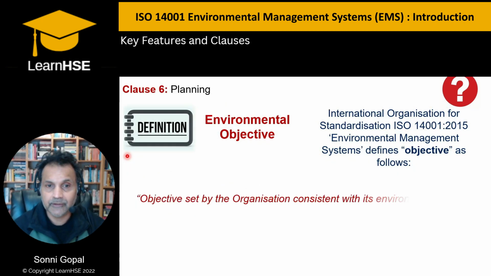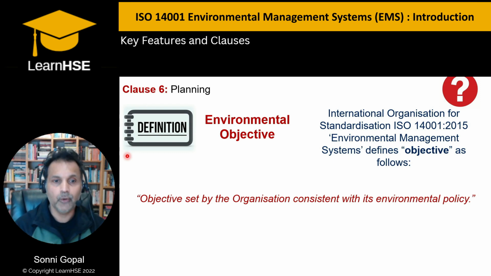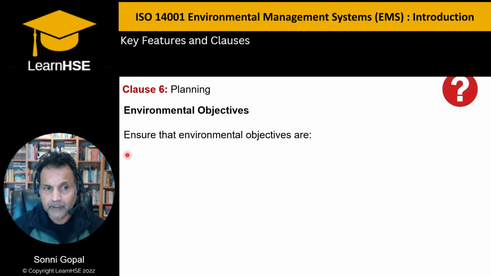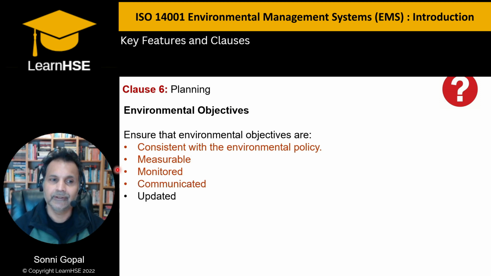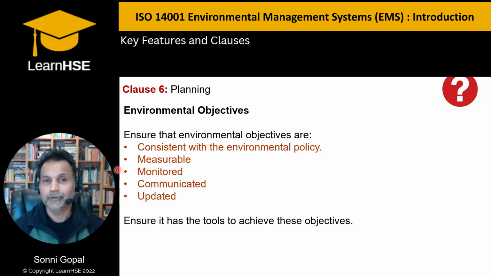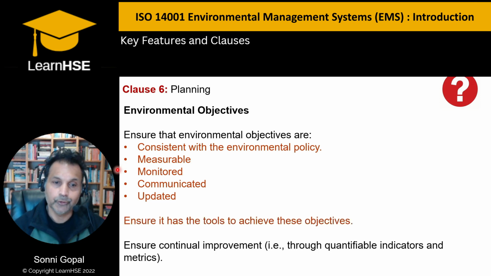An environmental objective is defined in the standard as an objective set by the organization that aligns and is consistent with its environmental policy. Looking at environmental objectives, we need to ensure that the objectives are consistent with the policy, they're measurable, they're monitored, they're communicated, updated, and also make sure that we have the tools to achieve those objectives. We want to get continual improvement here through quantifiable indicators and metrics.